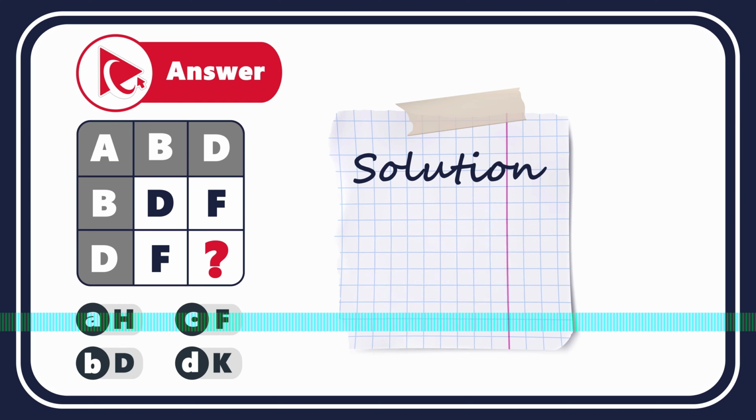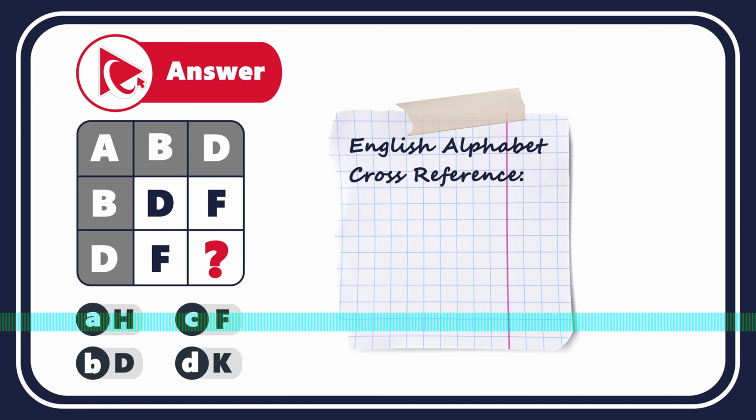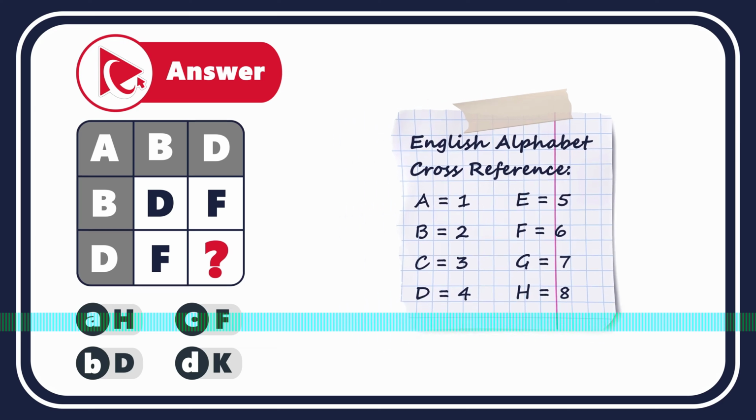To answer this question correctly, let's look at our matrix from a little different dimension. Each letter here corresponds to a specific place in the alphabet, which can be represented by a number. For example, letter A equals 1, letter B 2, C 3, and etc. If we follow this logic, we can replace all letters in all 3 rows with numbers.